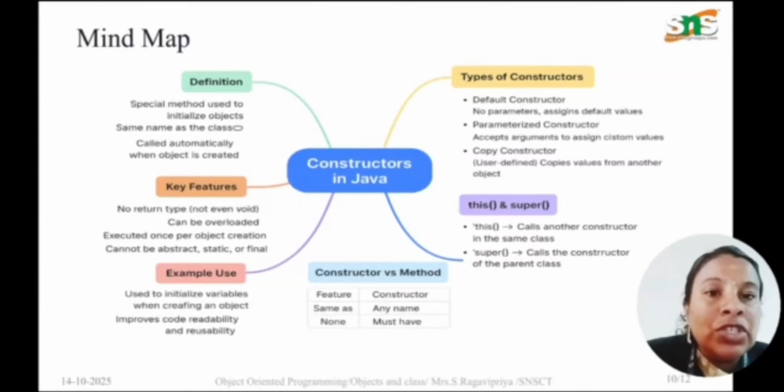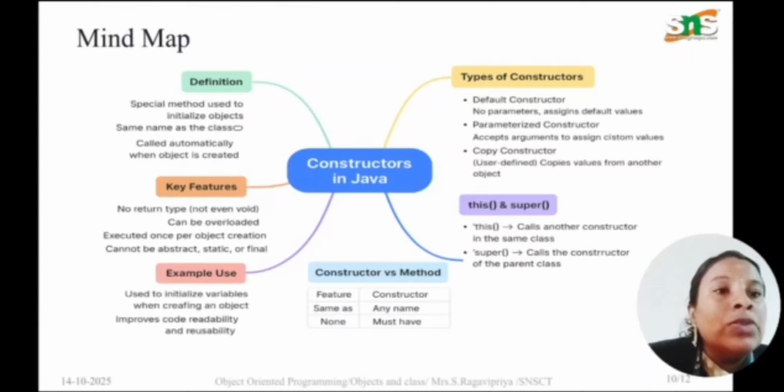The key features are that it does not have any return type, not even void. It can be overloaded and is executed once per object creation. It cannot be abstract, static or final. It is used to initialize variables when creating an object, and improves code readability and reusability. Next, the this and super keywords. this calls another constructor in the same class, while super calls the constructor of the parent class.